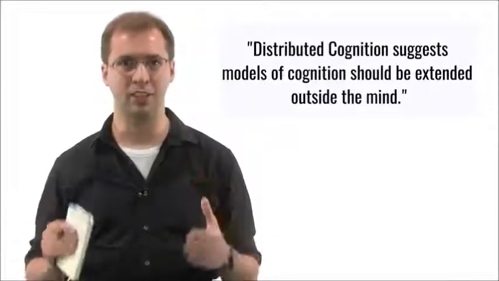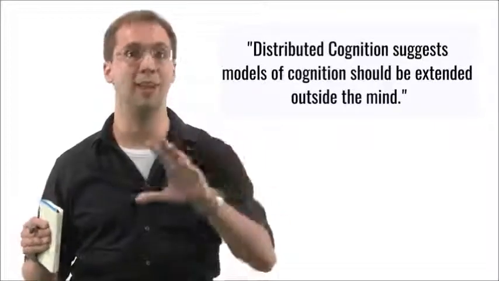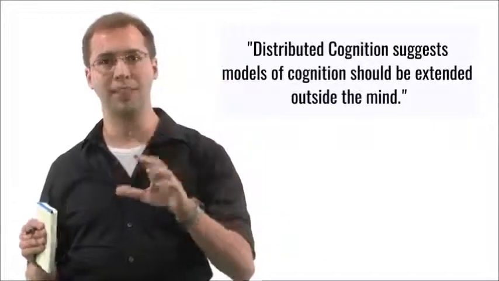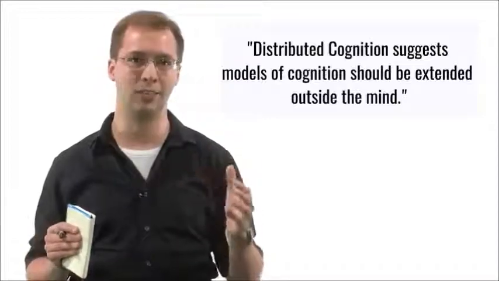Cognition on its own is interested in thought processes and experiences, and we naturally think of those as occurring inside the mind. But distributed cognition suggests that models of cognition should be extended outside the mind. This theory proposes expanding the unit we use to analyze intelligence from a single mind to a mind equipped with other minds and artifacts and the relationships among them. So let's take an example of this.